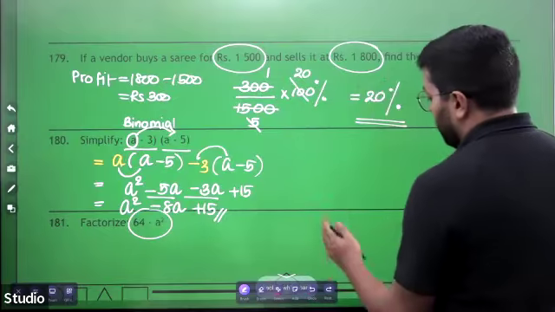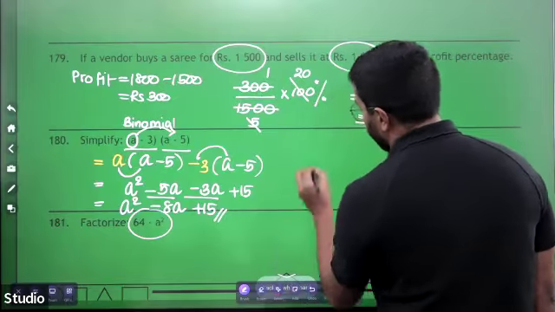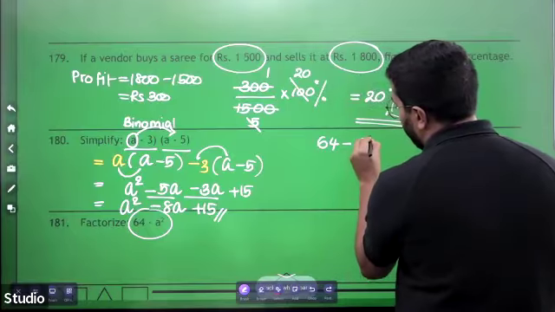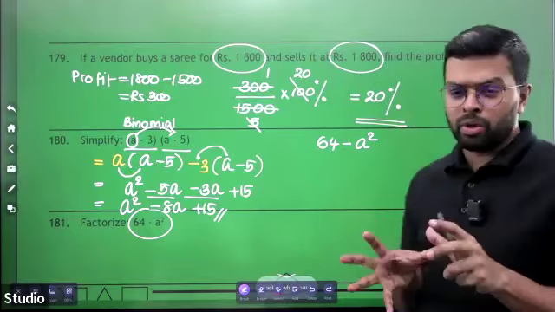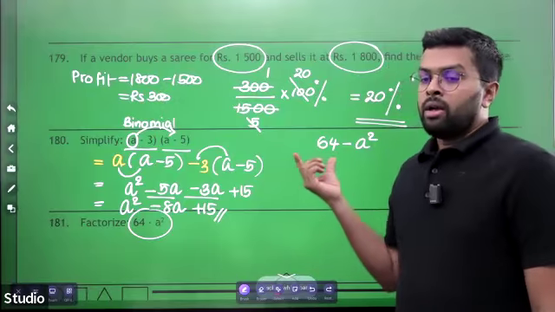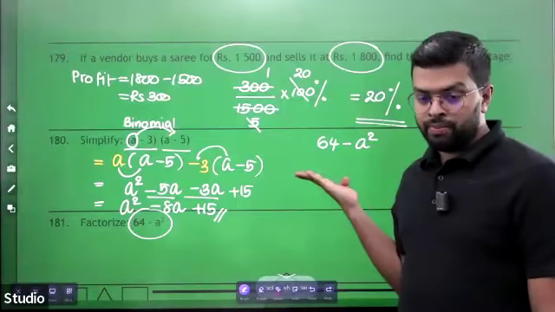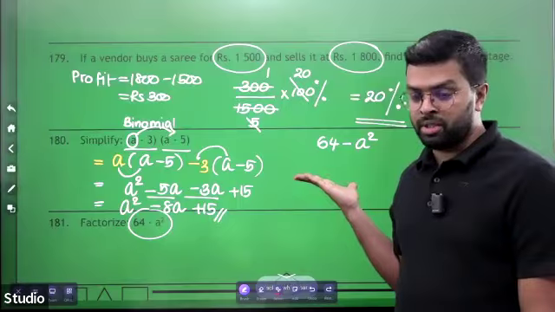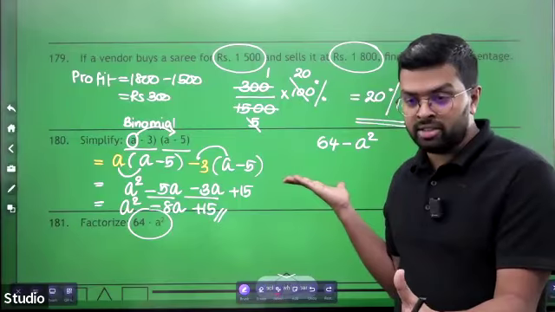All right, putra, let me do this question here. 64 minus a to the power 2. Now the process, the way you need to think is this. This is an algebraic expression. We have two terms in this algebraic expression, and we are asked to factorize.